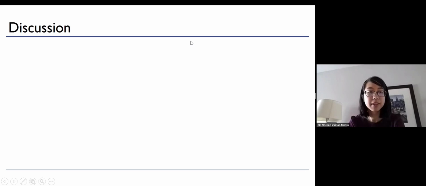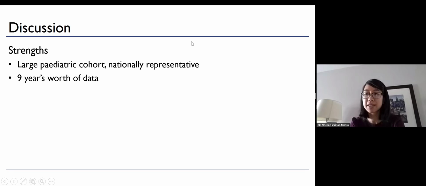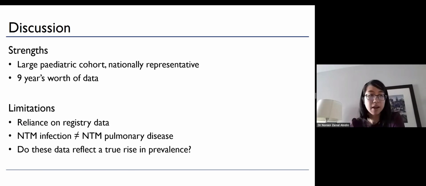So just to finish off, this is just a discussion of the strengths and limitations of the study. We believe these data to be nationally representative. We studied a large pediatric cohort of over 6,000 patients and over 9 years worth of data. However, reliance on registry data comes with its limitations, as it depends on the accuracy of data input over which we have no control. It's also an important distinction to make that our analysis of NTM infection is not synonymous with that of NTM pulmonary disease. And whether or not these data reflect a true rise in prevalence really cannot be resolved by this analysis.